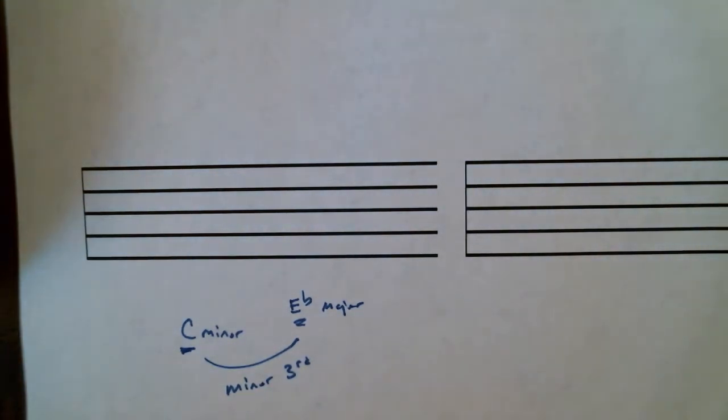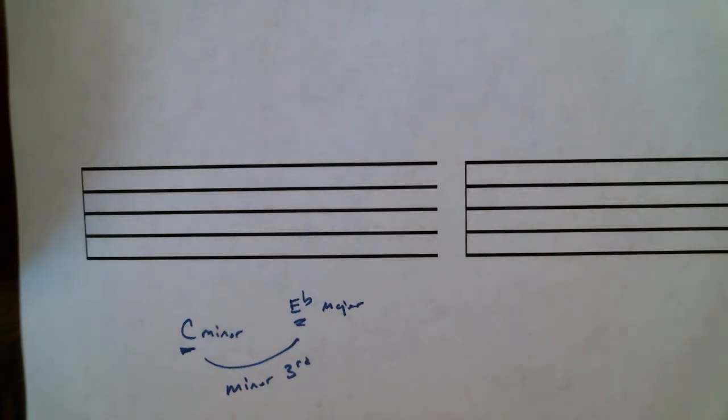Why is this information important? Well, if we know this relationship, and if we know how to construct major scales, then in order to construct a minor scale, all we need to do is find its relative major. Then we know what the sharps and flats are that are necessary for that key. So let's take a look at how this would work if we're writing a minor scale, the natural minor scale starting on C, the C minor scale.